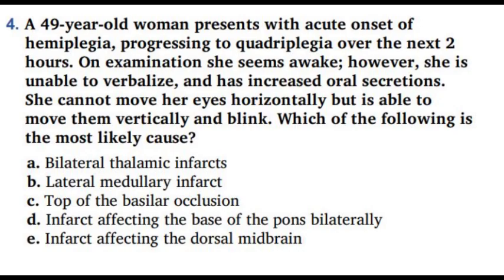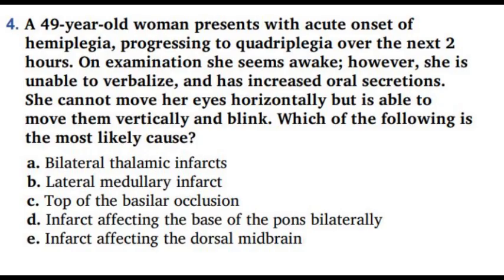So, for our next question, question number 4, a 49-year-old woman presents with acute onset of hemiplegia progressing to quadriplegia over the next 2 hours. On examination, she seems awake. However, she is unable to verbalize and has increased oral secretions. She cannot move her eyes horizontally, but is able to move them vertically and blink. So we've just talked about this in our previous question, 2 questions ago, where we talked about a patient who had locked-in syndrome.